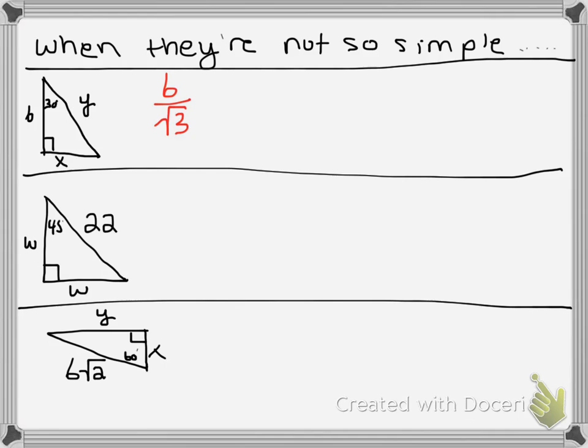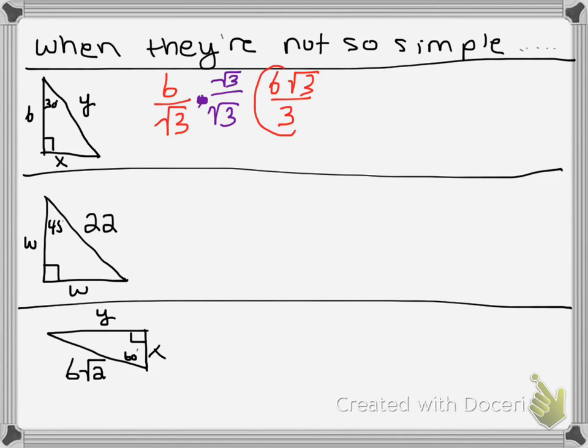It's a no-no. So in order to fix this, we're going to get rid of that radical on the bottom by multiplying the top and the bottom times the square root of 3. That allows us to get rid of what's on the bottom because the square root of 3 times square root of 3 is 3, and 6 times square root of 3 is 6 square root 3. So I haven't changed the fraction, I have just rewritten it. I've multiplied the top and the bottom times the same thing.